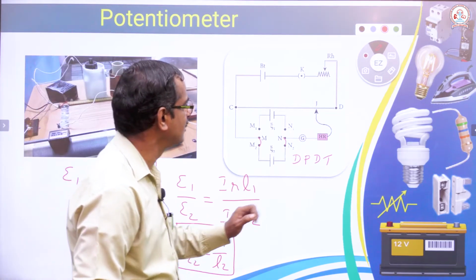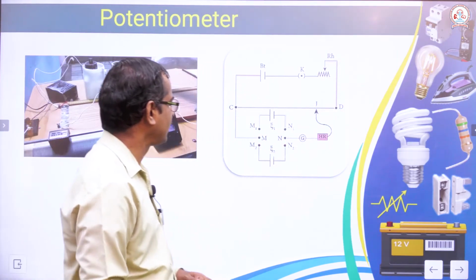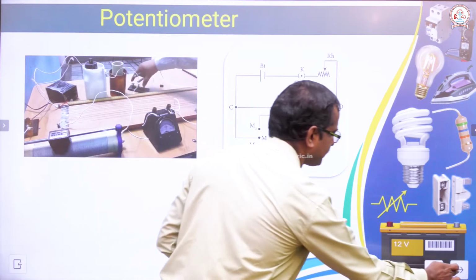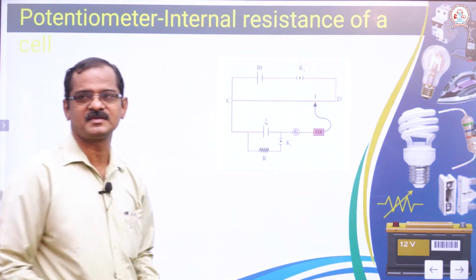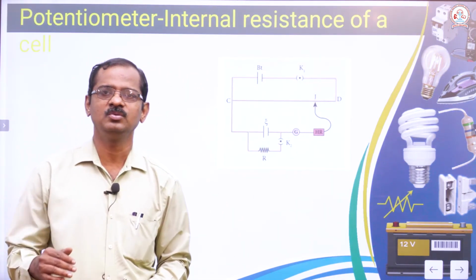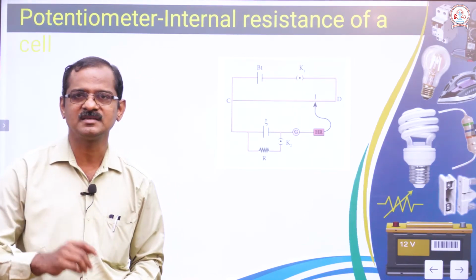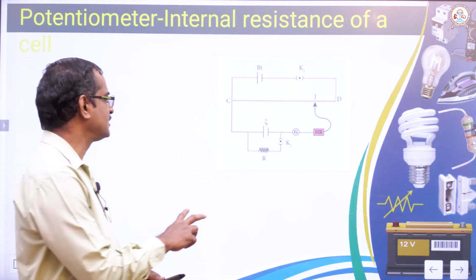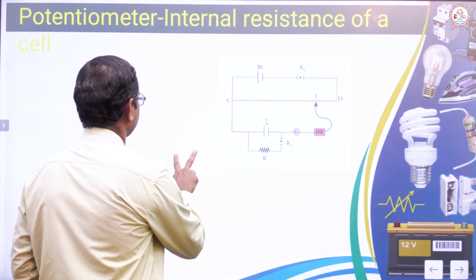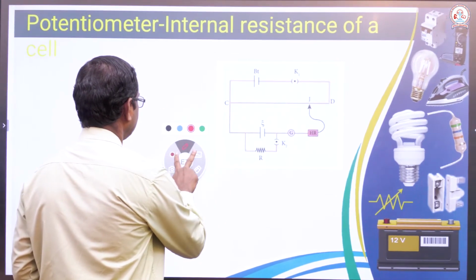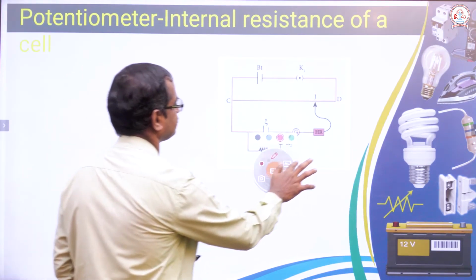Now let us discuss how a potentiometer can be used to measure the internal resistance of a cell. Internal resistance, okay, not external resistance, the internal resistance of a cell.